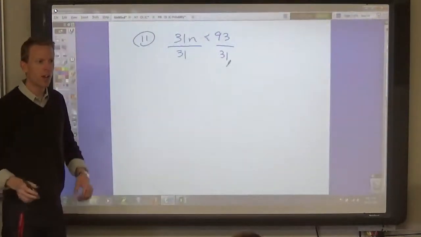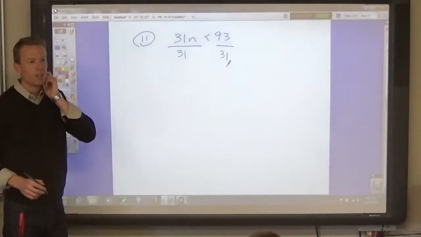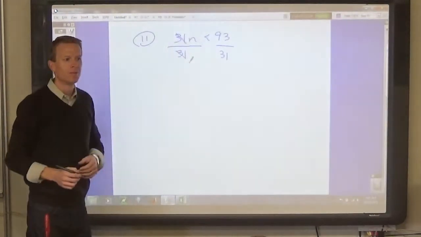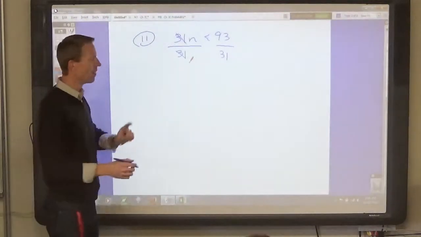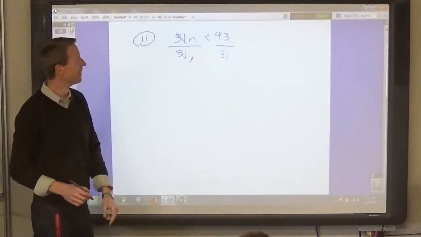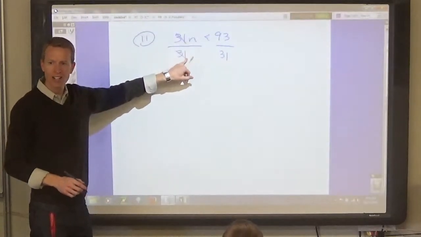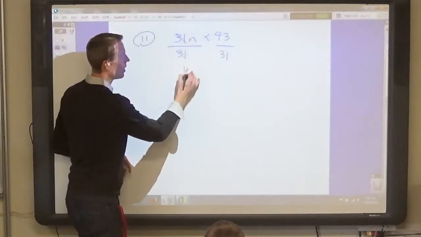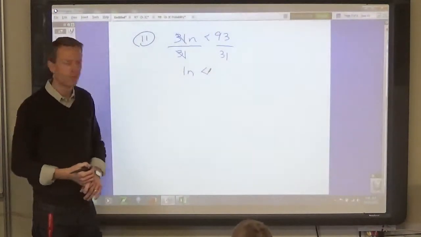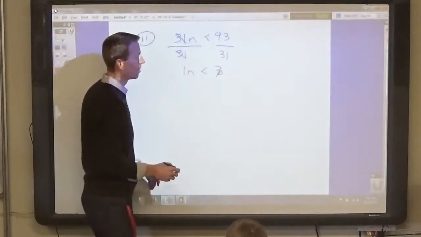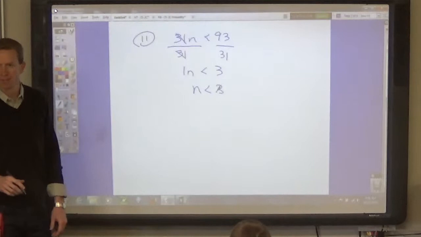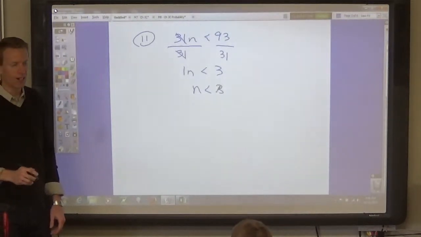Now, what do we have to do with the 31s, AJ? You have to cross them out. Why? To show that they cancel each other out. Good. 31 divided by 31 is 1. So we have 1n is less than what? n is less than 3. And graph that. You know how to graph that. Okay? Yep, we've been working on that.